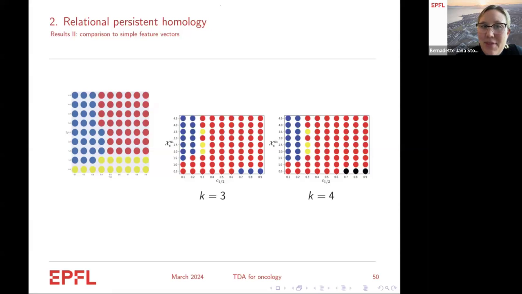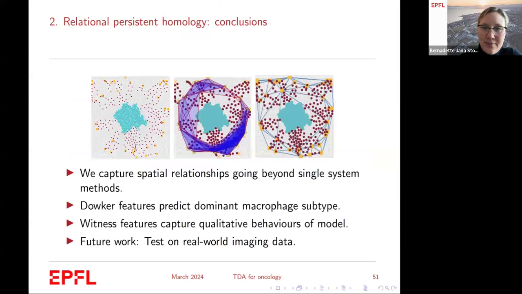If you do the same thing on simple feature vectors, so again, looking at the number of cells of each cell type and then the distances to the other cell types on average, you don't get very nice alignment of these qualitative regimes. You get some alignment, but not all of it. And in particular, if you use 4 clusters, you do not get these boundary regions that are highlighted.